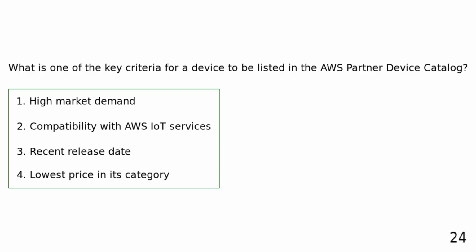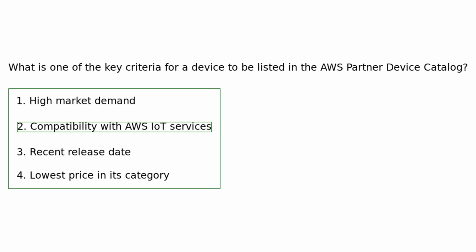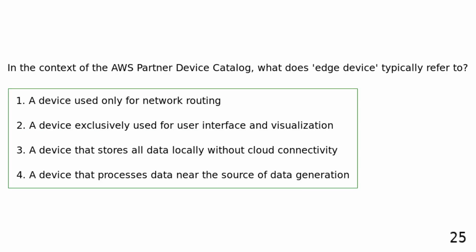What is one of the key criteria for a device to be listed in the AWS Partner Device Catalog? High market demand. Compatibility with AWS IoT services. Recent release date. Lowest price in its category. Compatibility with AWS IoT services is a key criterion for a device to be listed in the AWS Partner Device Catalog. In the context of the AWS Partner Device Catalog, what does edge device typically refer to?